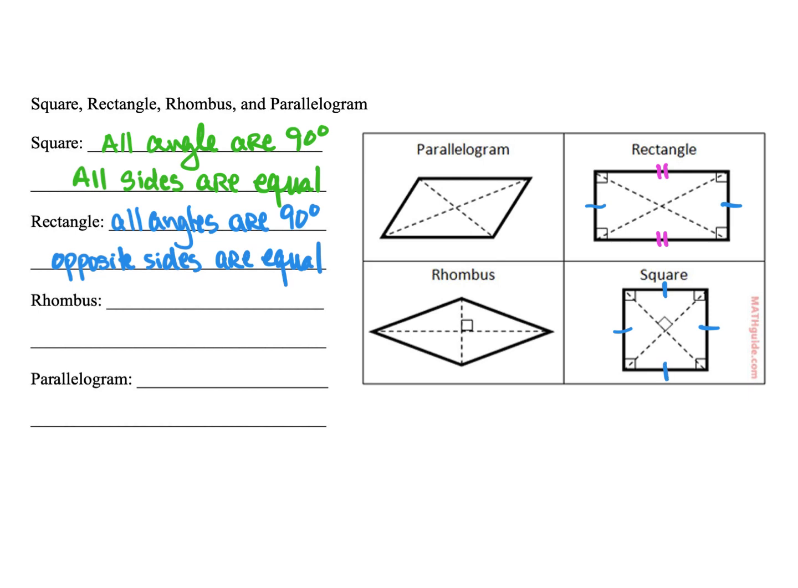All right, let's go ahead and look at a rhombus. A rhombus is a little bit different. A rhombus is all sides are equal.